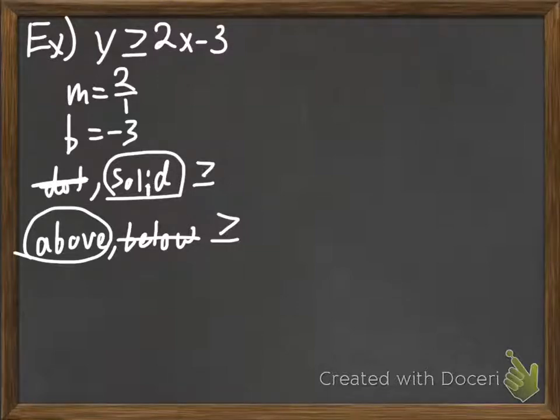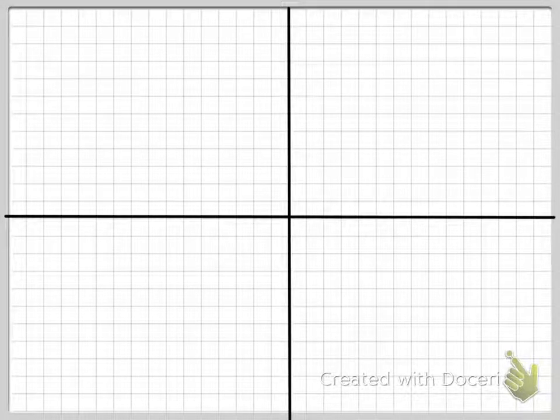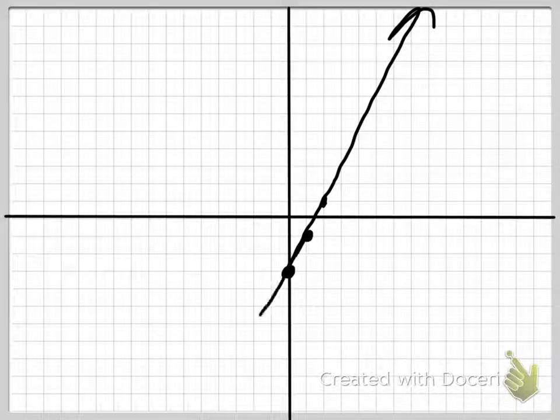So I'm going to go over here to my graph. So my b is negative 3, so I'm going to go down here to negative 3 on the y. And then my slope is 2 over 1, so that's 2, 1, 2, 1. And then we could keep going if we wanted to, but we don't have to. And we knew that it was a solid line, so we draw our solid line. Now we're going to shade above the line.